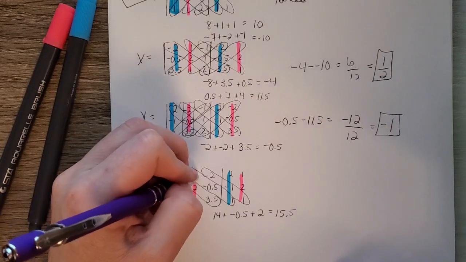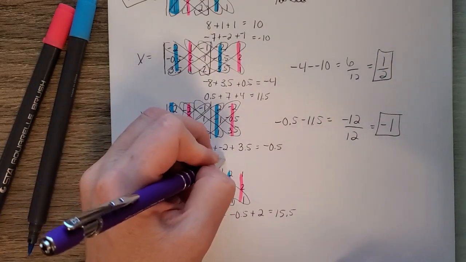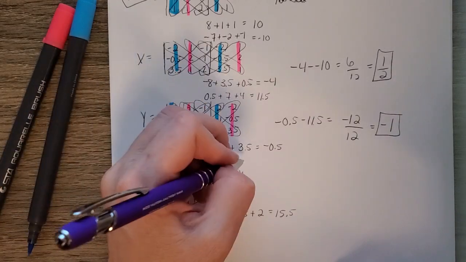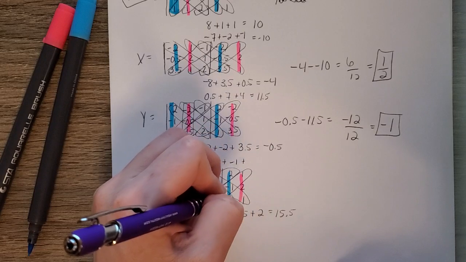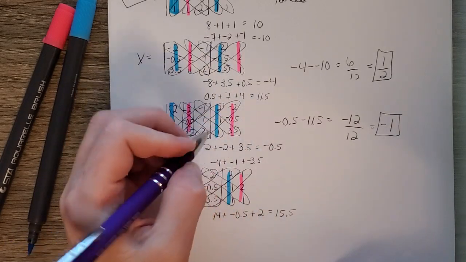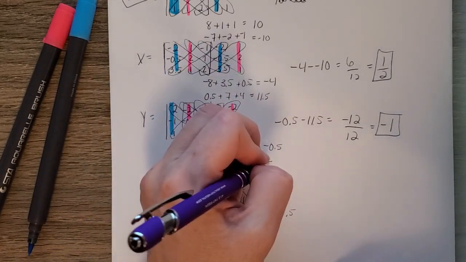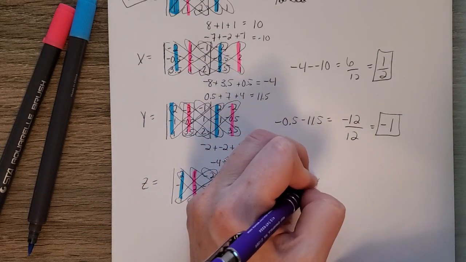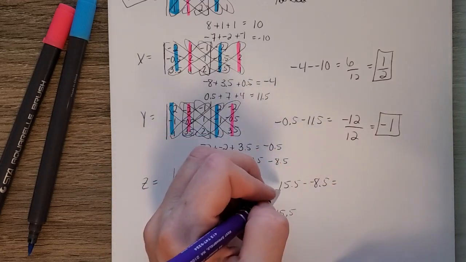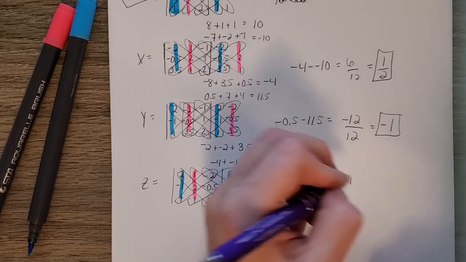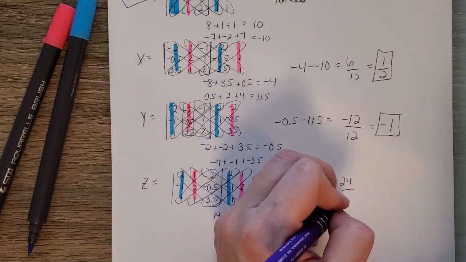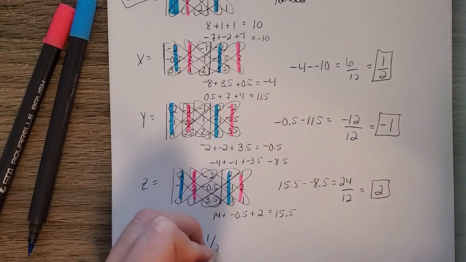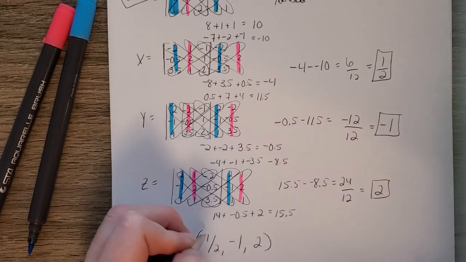Okay, now we're going this way. 1 times negative 2 times 2 is negative 4. 2 times negative 1/2 is negative 1. And then 3.5 times negative 1 is negative 3.5. And this would be negative 8.5. So we take 15.5 minus a negative 8.5, and that's going to add to 24. So again, the denominator is always 12 from the first step, so the answer is 2. So our answer is 1/2, negative 1, 2.